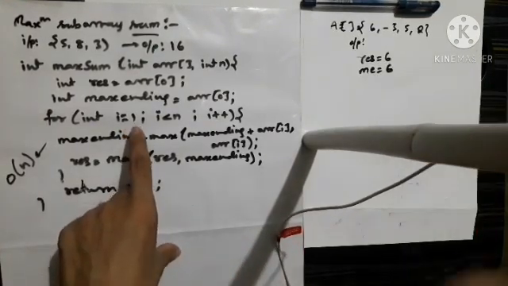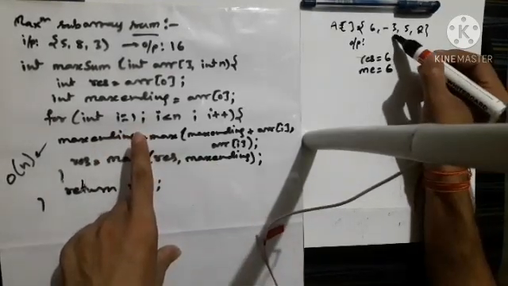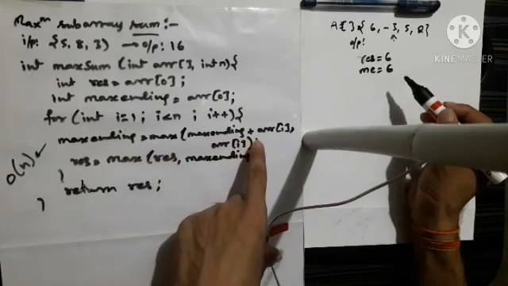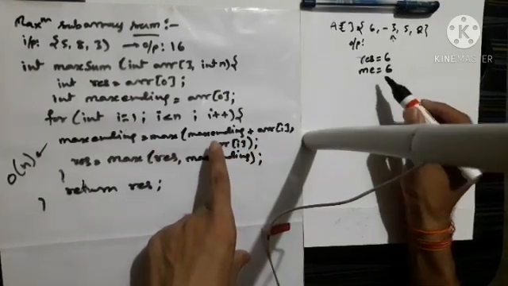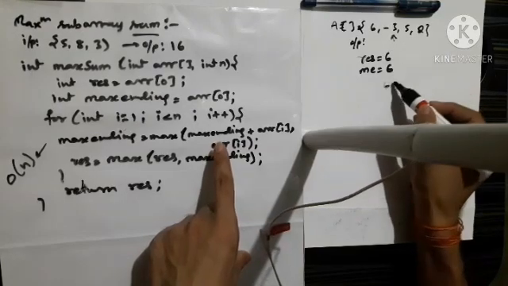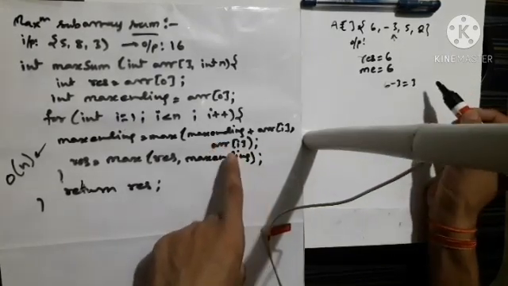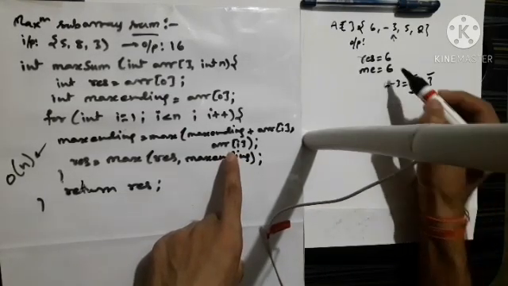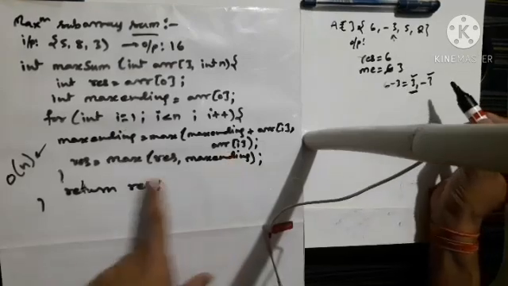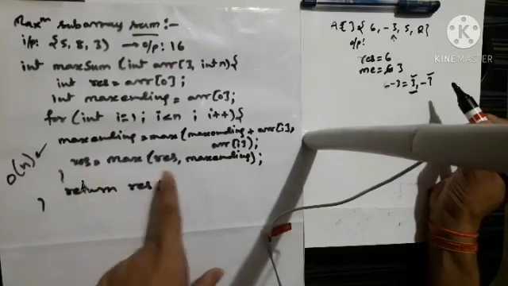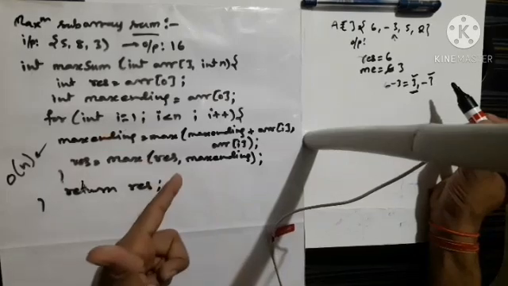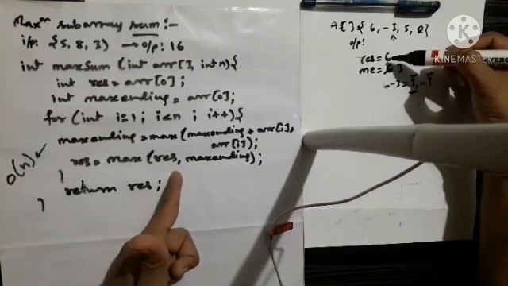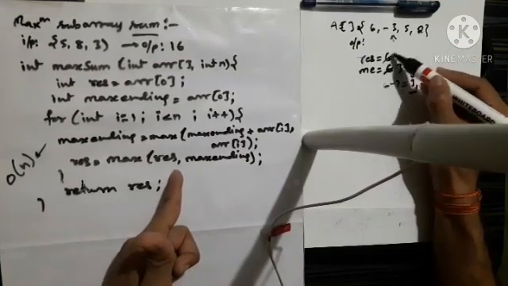Suppose I start from int i equals 1. So what is at index i? It is minus 3. So what I will do, I will take the maximum of maximum ending plus array of i, and array of i. So maximum ending is 6 plus array of i, that is minus 3, which is 3, and array of i is minus 3. What is the maximum between these? Maximum is 3. So I'll update maximum ending as 3 and I will update result also. How will I update? I will take the maximum of the maximum ending and the previous result. The previous result is 6 and now maximum ending contains 3, but definitely the maximum is 6, so I will not update it, or you can say 6 remains 6.